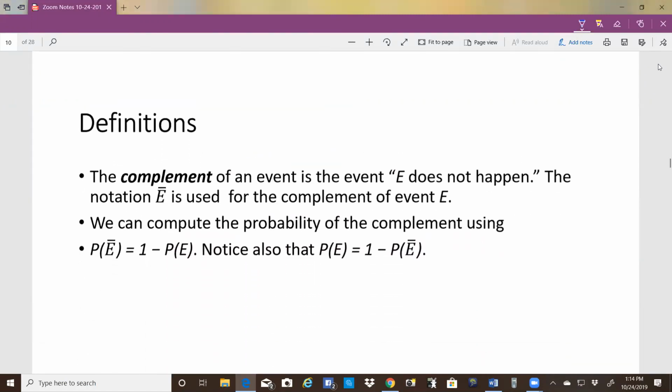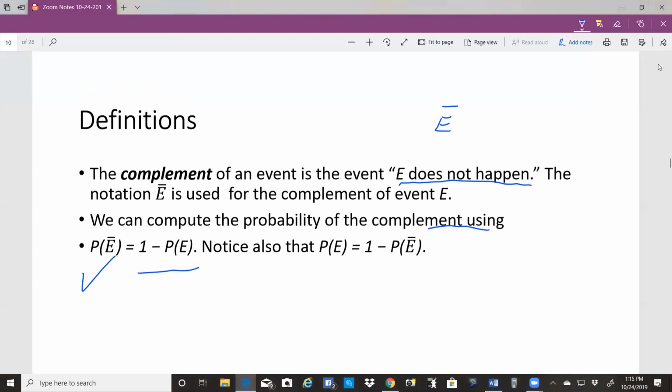Now, the complement of an event is the event that E does not happen. And sometimes we use E with a bar over it to stand for the complement of an event, which means that it doesn't happen. And we could compute the probability of the complement by saying that the probability the event doesn't happen is 1 minus the probability that it does happen.